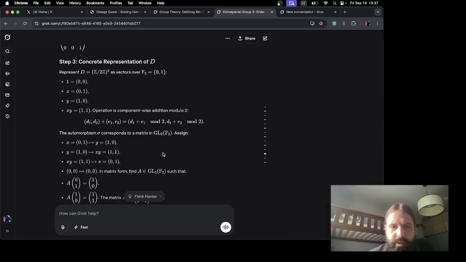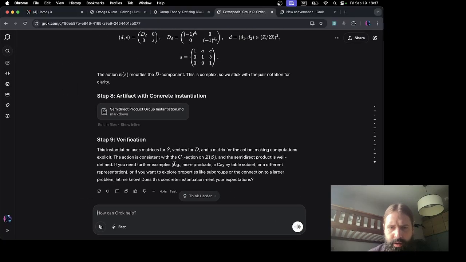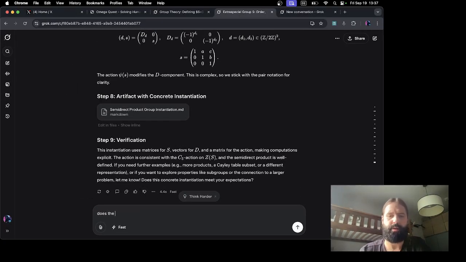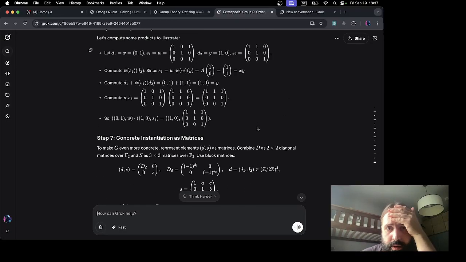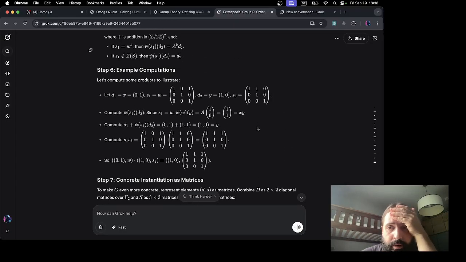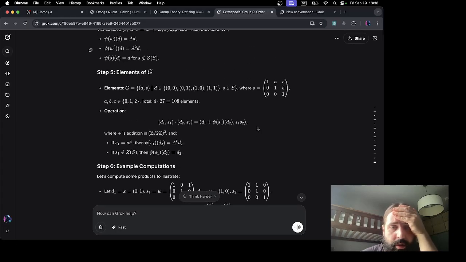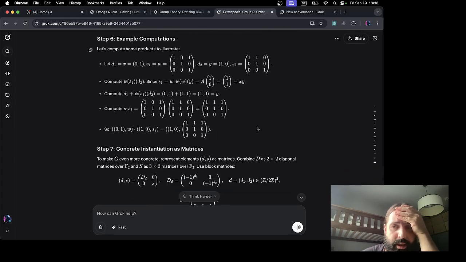The artifact file, does the artifact, or can you represent elements DS as matrices, combine D as the diagonal matrices over F2 and S. Okay, fine, but we have these now. All right, but I think it's good.